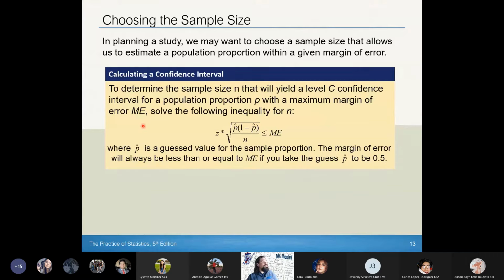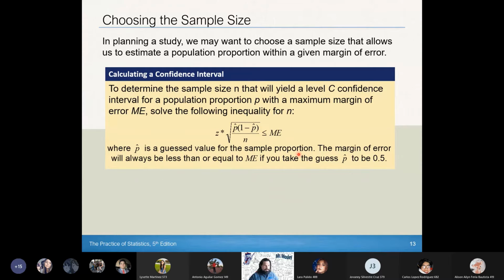Here's something for our notes. In planning a study, we may want to choose a sample size that allows us to estimate a population proportion within a given margin of error. So we have calculating a confidence interval to determine the sample size, n, that will yield a level C confidence interval for a population proportion p with a maximum margin of error, ME. Solve the following inequality for n. And we'll see an example of this, where p hat is a guessed value for the sample proportion.